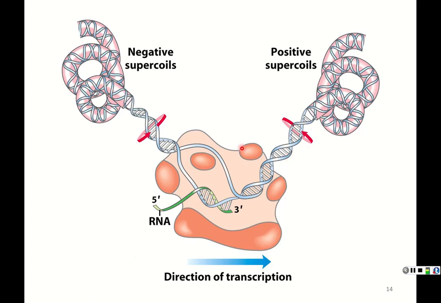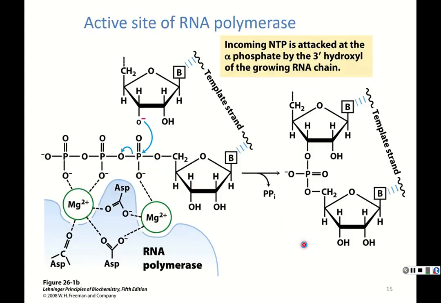Right, and just in picture form: if we're moving our polymerase along this DNA, unzipping it in a local manner and then rezipping it, we're going to get negative supercoils behind and positive in front, and we need the topoisomerase to alleviate those.